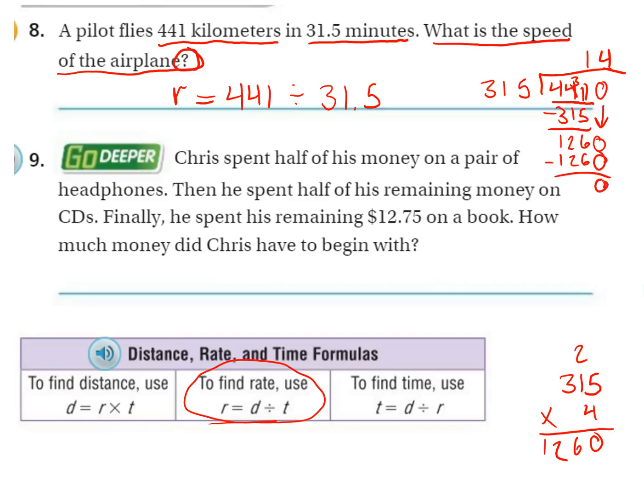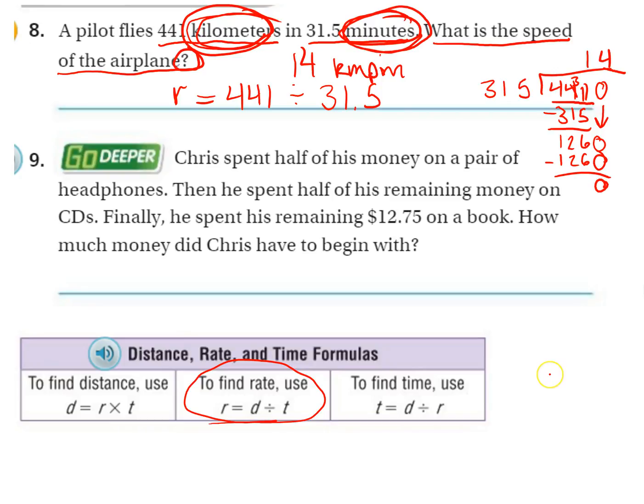So the rate is 14, and 14 what? Well, we're talking about kilometers, so kilometers per hour. Or, no, per minute, because we're talking about minutes. 14 kilometers per minute. All right, be careful. Read the questions carefully to see what kind of distance we are talking about and what kind of time we are talking about. Almost made a mistake there. Almost, guys. All right, number 9.